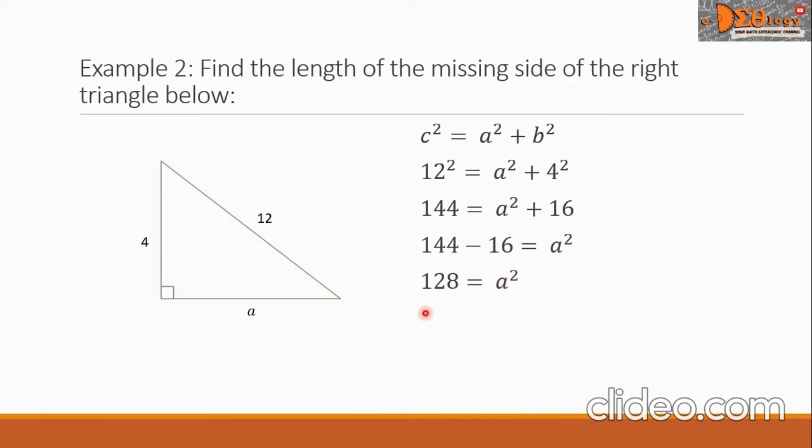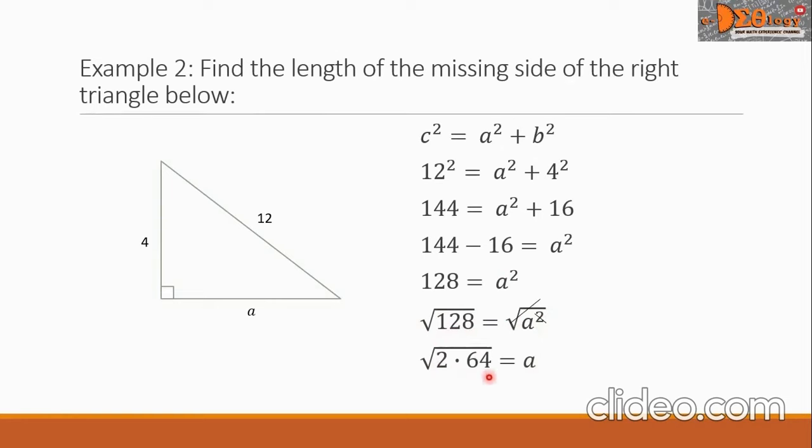We will take the square root of both sides. We'll have now the square root of 128 equals the square root of a squared. So we can cancel the radical and the square. Only a comes down here. For the square root of 128, we will simplify this further by factoring 128. One factor must be a perfect square. So this is 2 times 64.